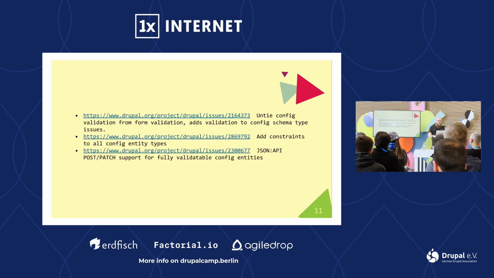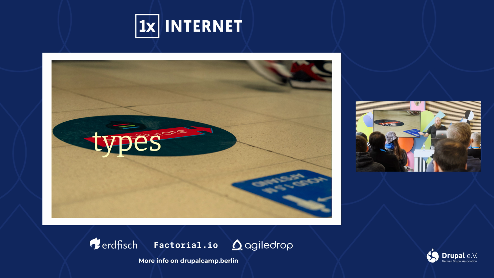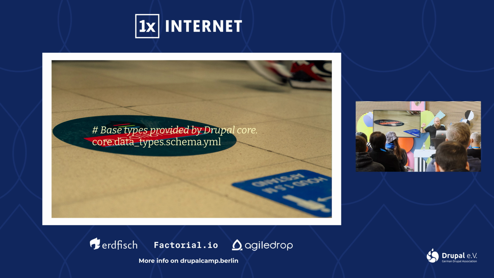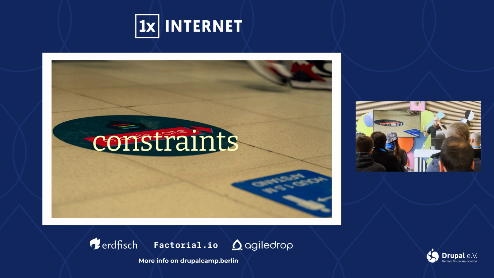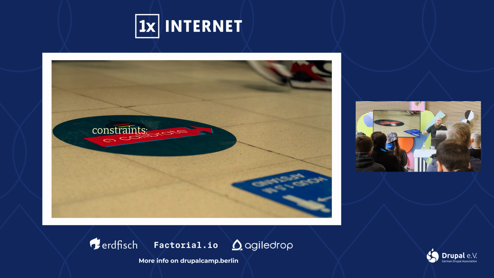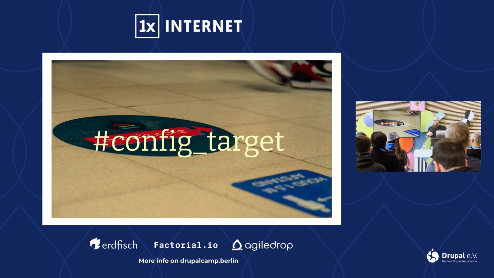So if you want to do any of those things yourself, you first have to define your types and make sure that they are correct. There's core.datatypes.schema.yaml, which is a file where all the schema types are configured from Drupal core. If you look at that file, there's a lot of information on how it should look, so that really helps. You should add constraints to all the things. Basically, just look through Drupal core YAML files for constraints: and you will find all of the constraints that are currently out there. Add config targets to all your forms for your simple configuration, and you're done.